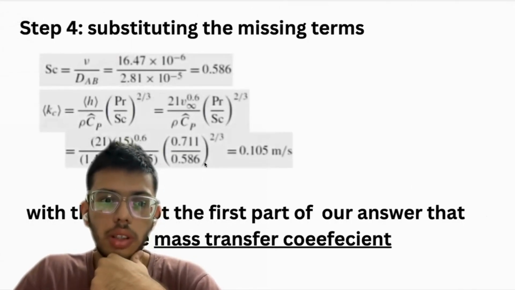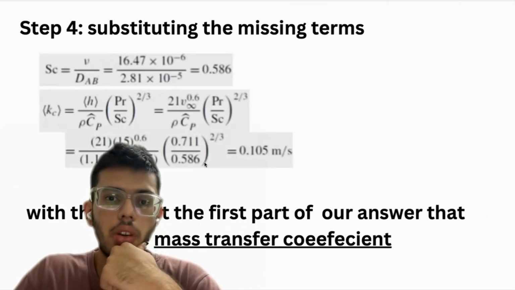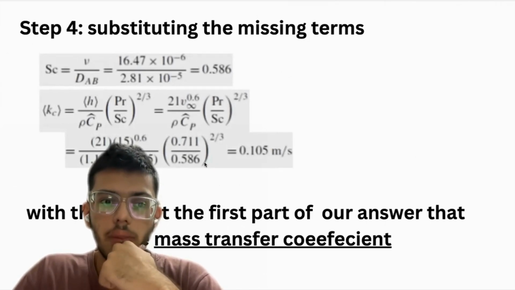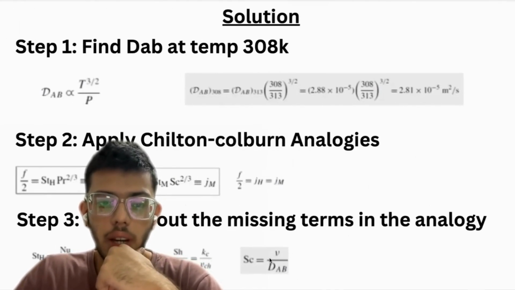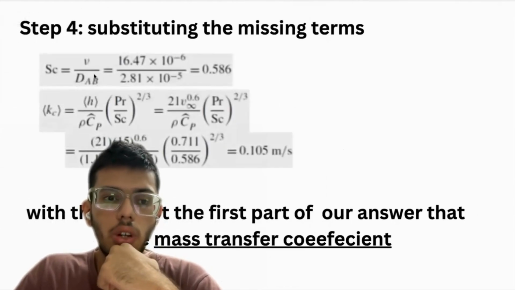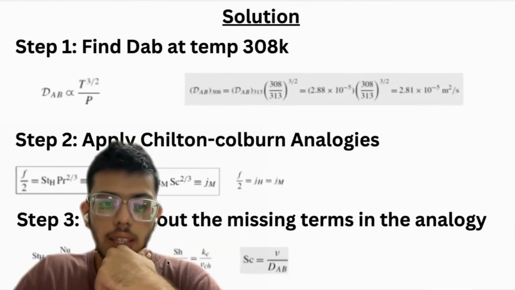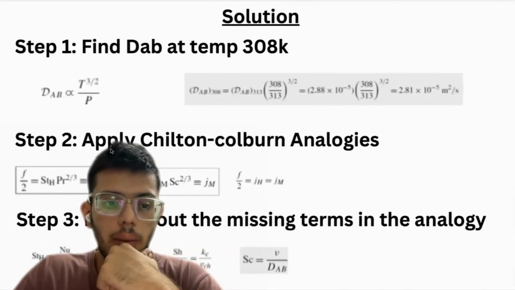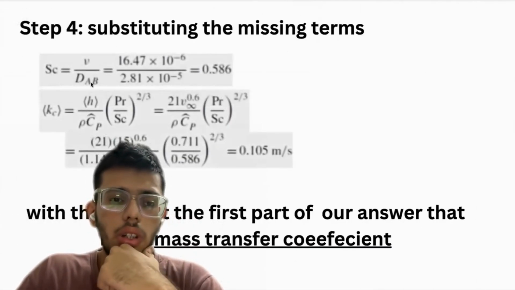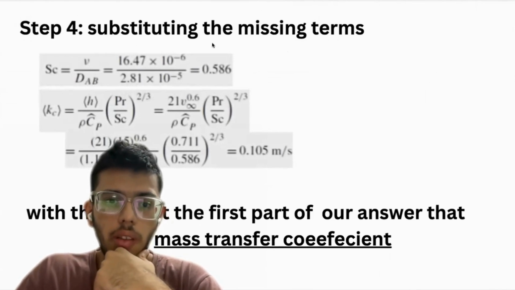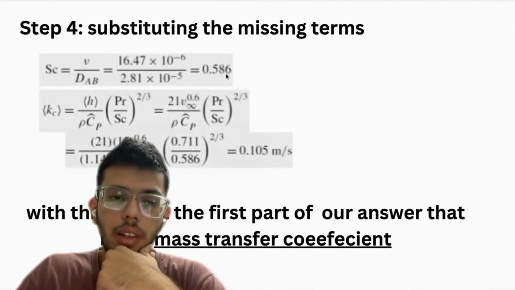Finally, we will move on to step number 4, which is substituting the missing term. We need to substitute the terms of the Schmidt number, which is Sc equal to nu by D_AB, or St_m and St_H. So the Schmidt number is equal to nu upon D_AB. Substituting the value, we get the number 0.586.